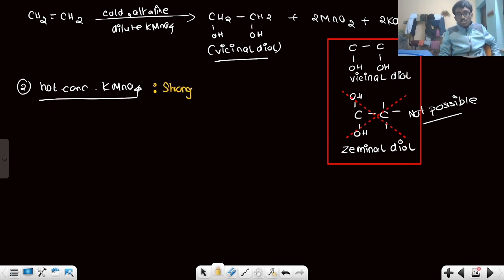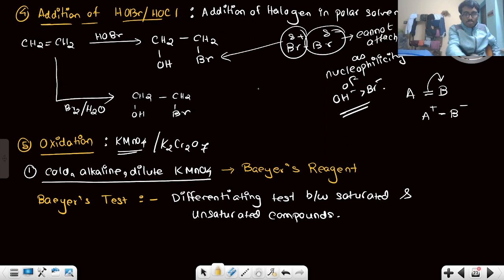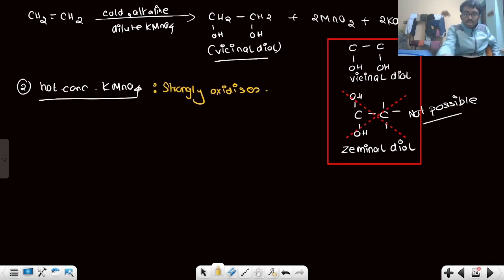It strongly oxidizes. What does it oxidize? Here too we did not find any oxidation happening, just two OH entering. What do you mean by strongly oxidize? Let me give you an example, then you can understand how strongly it can oxidize.